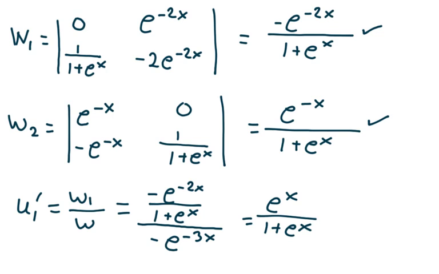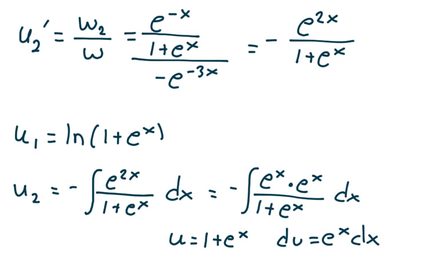U1 prime is W1 over W, which is equal to, it turns out, e to the x over 1 plus e to the x. U2 prime is W2 over W, and when we calculate that out, we get negative e to the 2x over 1 plus e to the x. So U1 is equal to natural log of 1 plus e to the x. And again, we don't have to add the plus C, it turns out.